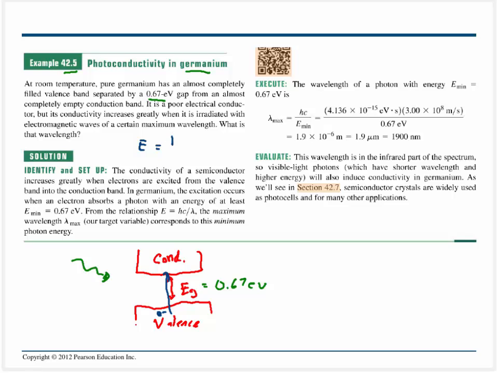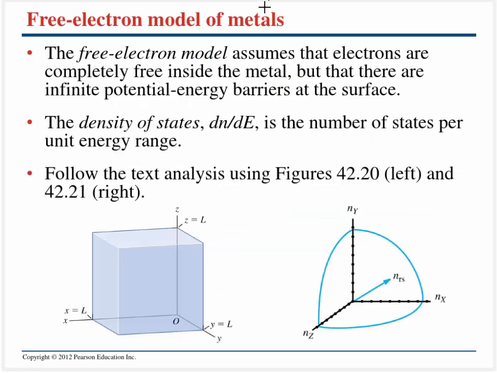So we're going to use our good old friend E equals hc over lambda to figure out what the maximum wavelength would be. Pretty straightforward. The energy it's going to take is 0.67 electron volts, and you can see it's about 1.9 microns. So it's in the infrared part of the spectrum. Visible light photons, shorter wavelength, more energy, will also increase the conductivity of germanium.